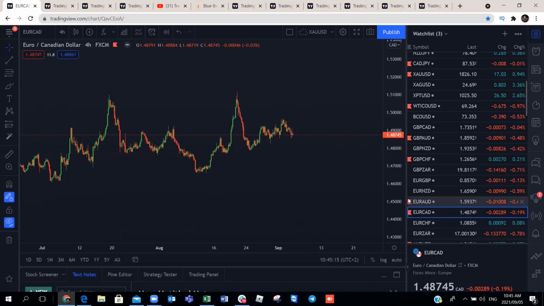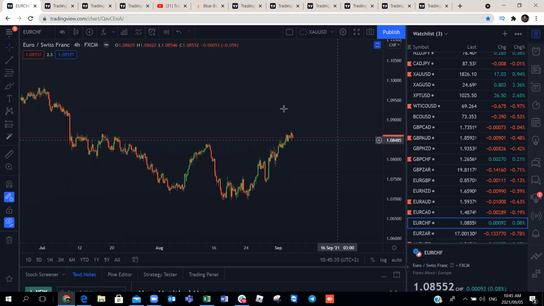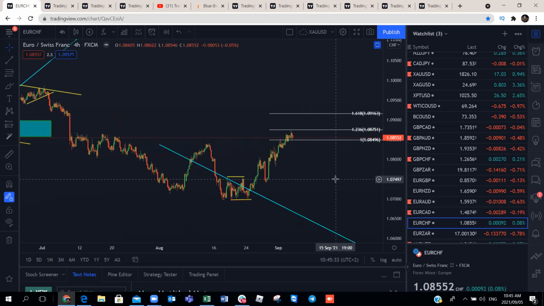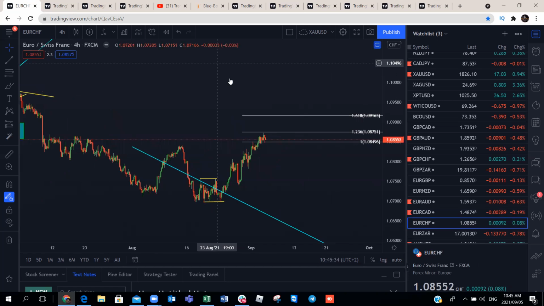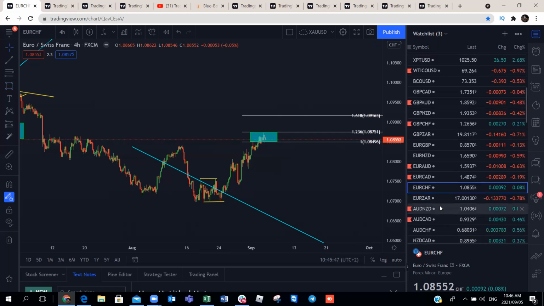EURCHF, you've seen this one at the blue box. Now, just like Pound Swiss, we want to see if this is going to reverse at this level, because we now have this 3-wave structure here and we are around this level. So we want to see if we're going to get a move to the downside from current levels. Currently trading in the blue box. Let's see if we're going to get the reversal there. Right, so that is our blue box. Let's just mark that blue box here with a rectangle. Okay, so that's what we're going to be expecting on EURCHF.